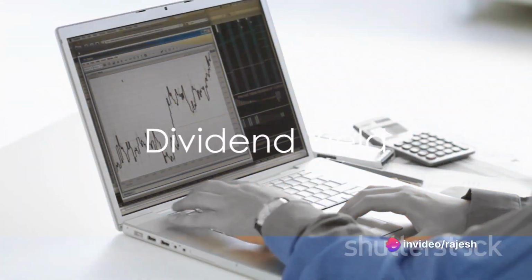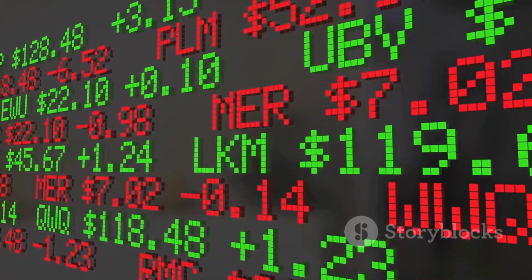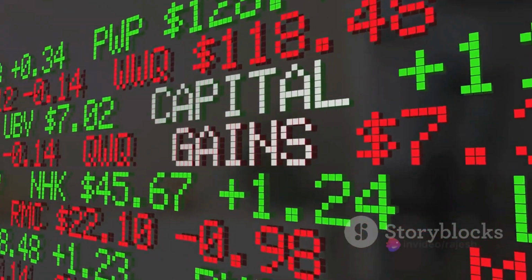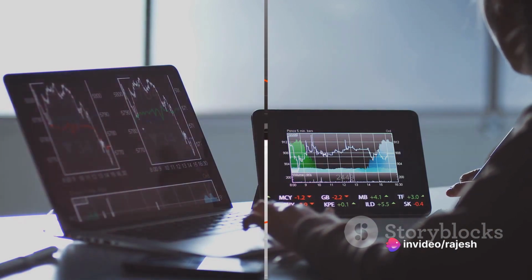Then there's the dividend yield. It calculates the annual dividend income an investor can expect to receive from owning a stock, expressed as a percentage of the stock's current market price. The formula is dividend per share divided by market price per share.